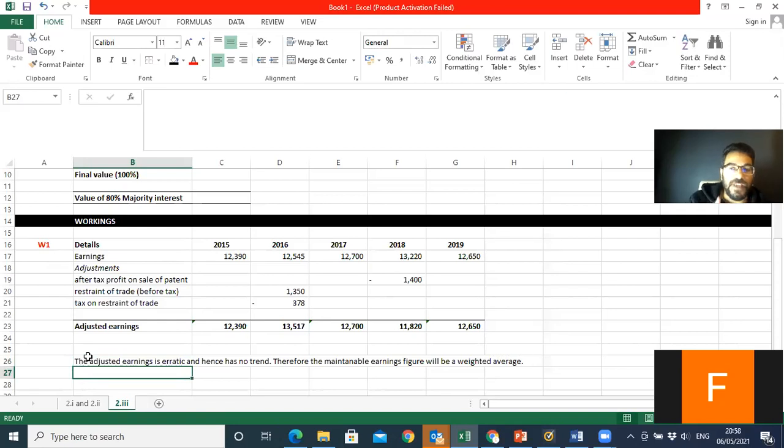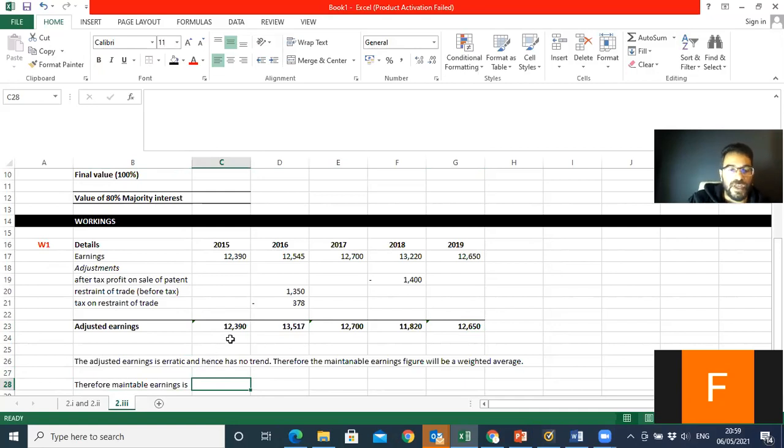If there was a trend, let's say from 2015 right through to 2019, each year it increased, or each year it decreased, a trend of an increase or a trend of a decrease, then you would use the latest number, 2019, this 12,650. But because there's no trend, no only upward increase or downward decrease, it is erratic. One year's up, one year's down. There's no consistent trend, so the earnings is erratic, and we use a weighted average. So now we will work out the maintainable earnings number.